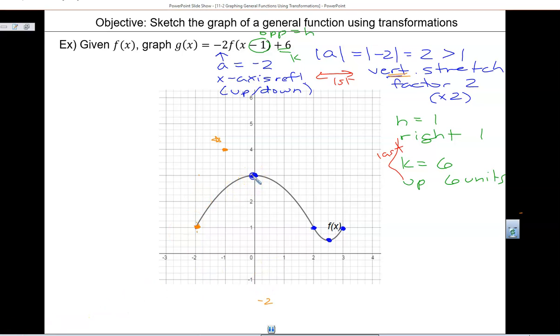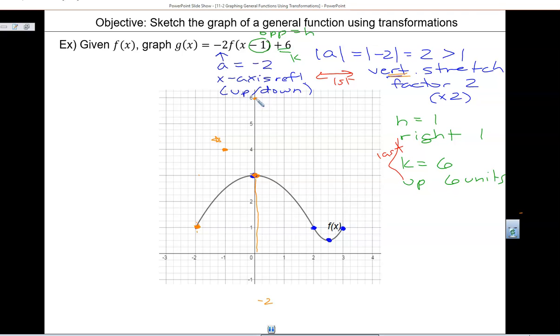All right, next point. This is where we have to be careful. Remember, we're doing a vertical stretch. So we're looking at this vertical distance to the x-axis, which here is 3 units. That vertical distance is going to stretch by a factor of 2. So it's like taking the 3 times 2, which moves us to the 6 way up here.